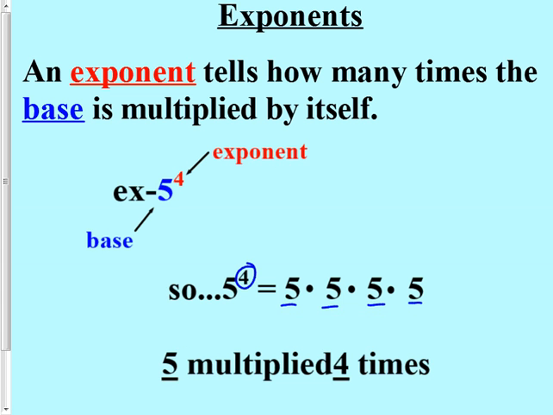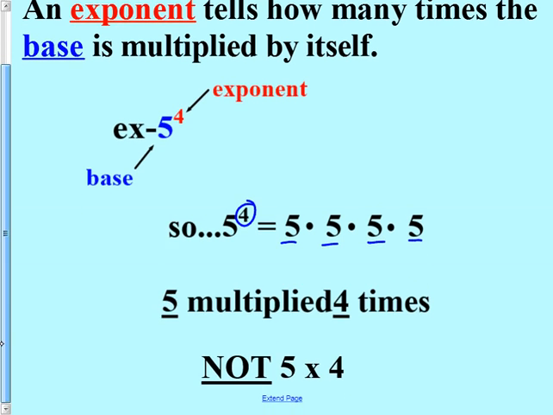Now, it means, again, 5 multiplied 4 times by itself. What it doesn't mean is 5 times 4, but that's the most common thing people do wrong with this. When we work it out, 5 times 4 is 20, but if we work this one out, 5 times 5 is 25, 25 times 25 is 625. So it is surely a far cry from being equal to 20. So we have to make sure that we actually write it out and actually do the multiplication.